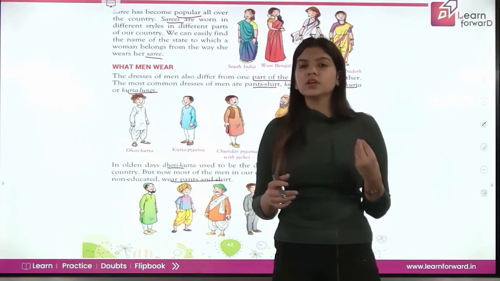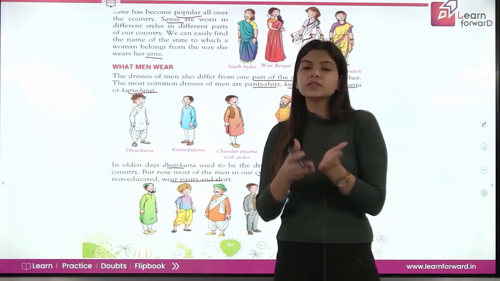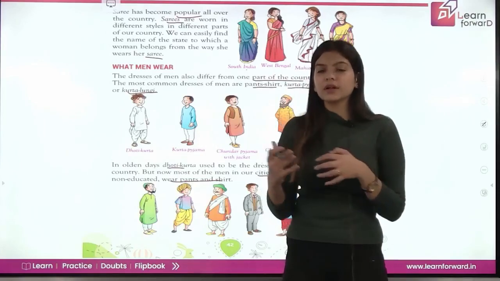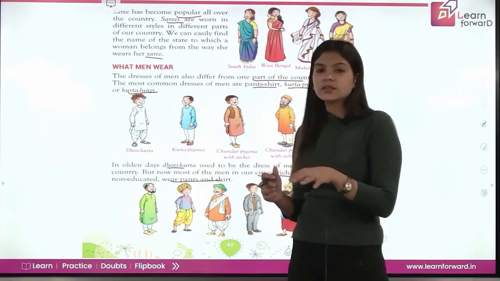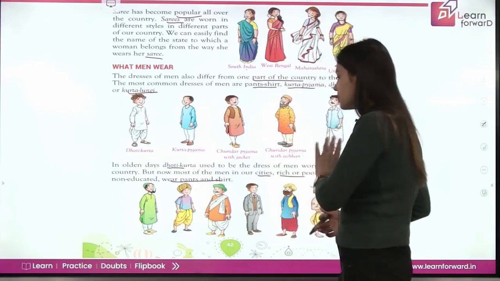So you have seen, you might have seen, you can see around yourself that every man dresses up in shirt and pant. So that is the very common dress among men these days.